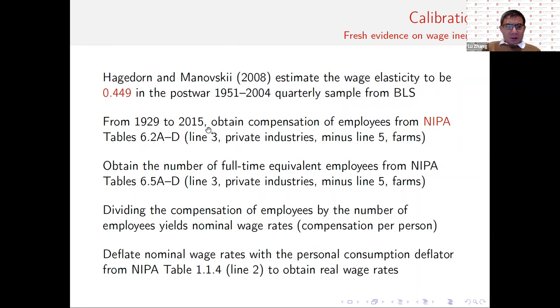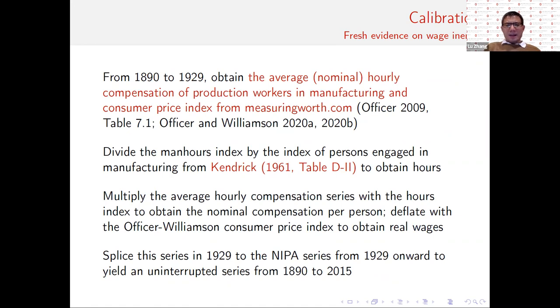I think Gordon was using NIPA data after 1929. I'm going to skip the details, as they are all written down here, as well as in our paper. For the sample prior to 1929, we are using the data available at measuringworth.com by Officer and Williamson. One thing is that we tried to be careful with their data. On their website, the series is only available with two digits after the decimal. So we wanted to read about the underlying material.